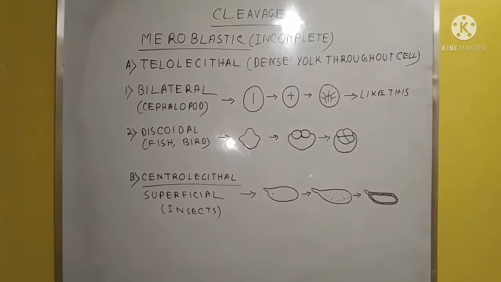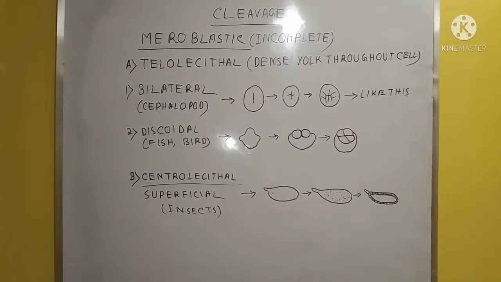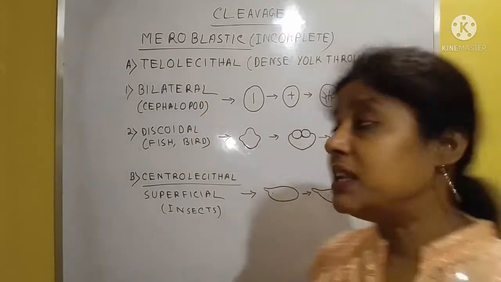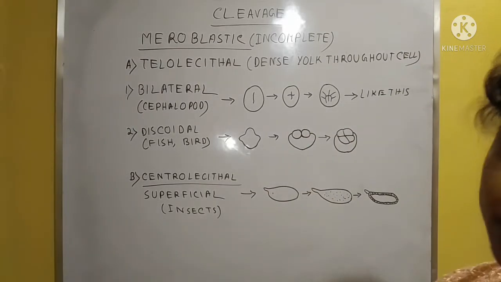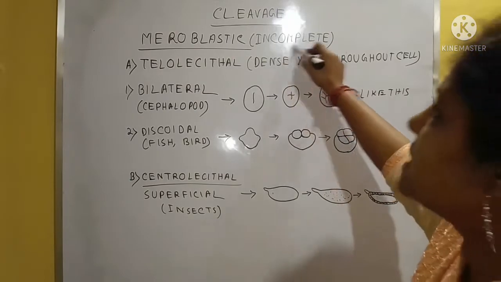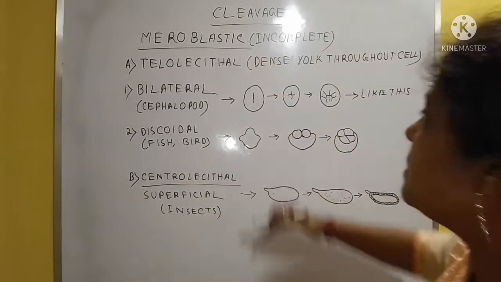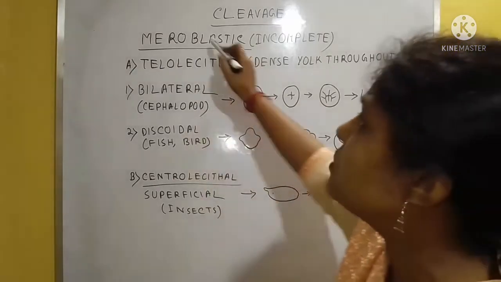Okay, now we learn about the meroblastic cleavage. What is meroblastic cleavage? The first one is holoblastic cleavage, where the cleavage is complete, and in case of meroblastic cleavage, the cleavage is incomplete. Under this we can see these patterns of cleavage. First we learn about the meroblastic.